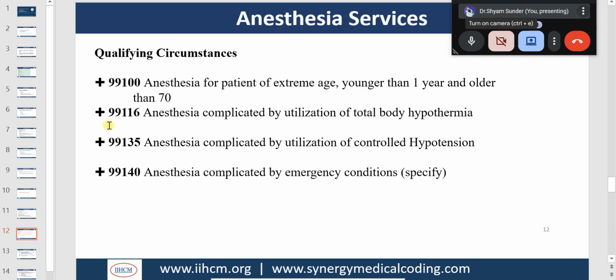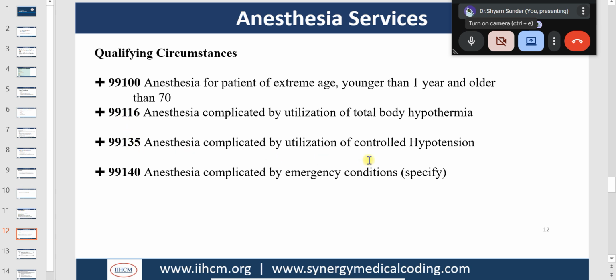Similarly, we have 99116, complicated by total body hypothermia. Sometimes in some surgeries, body temperature has to be lowered. That is the responsibility of the anesthesiologist. There are certain drugs and mechanisms through which the body's temperature will be decreased. Complex procedure. That is 99116.